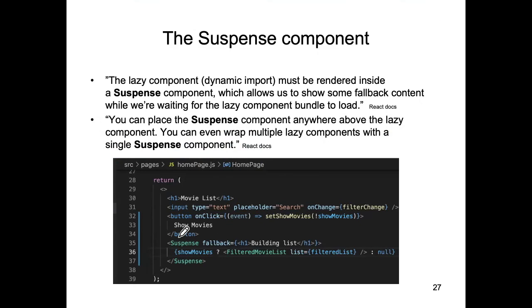So that's the purpose of the suspense wrapper. All it takes is one argument called the fallback prop, and the fallback prop can be assigned anything. I'm just assigning it an H1 element, but you can assign it anything you want. You could actually assign it another component if you wanted to. So wrapping your dynamically imported component with a suspense is necessary as well. And I'm explaining up here what the purpose of the suspense component is.